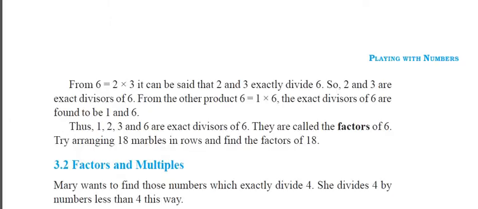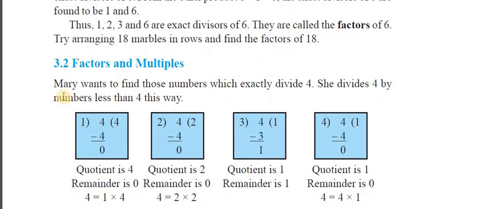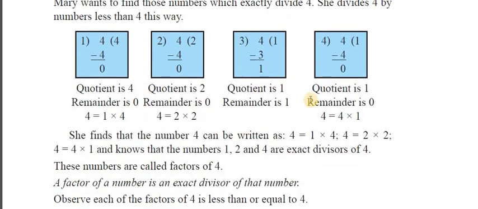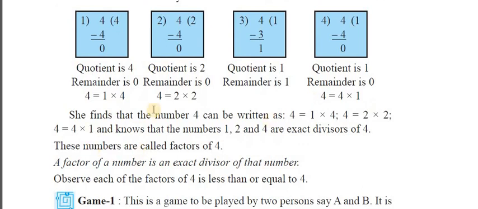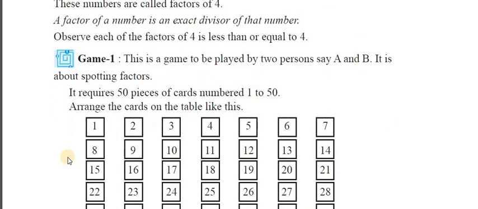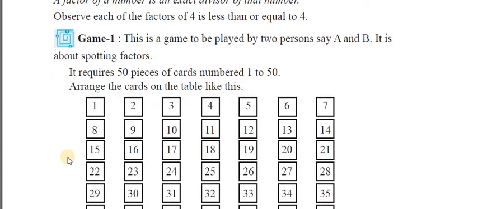Now let's see what he is asking us. Factors and multiples. Many ways to find those numbers which exactly divide 4. She divides 4 by numbers less than 4 in this way. So she started dividing 4 by numbers up to 4, that is 1, 2, 3 and 4. And what do we say? If a number divides exactly, that is, when you get remainder 0, then only you say that is an exact divisor of 4. Such numbers we are going to call the factors. So the definition is: a factor of a number is an exact divisor of that number.